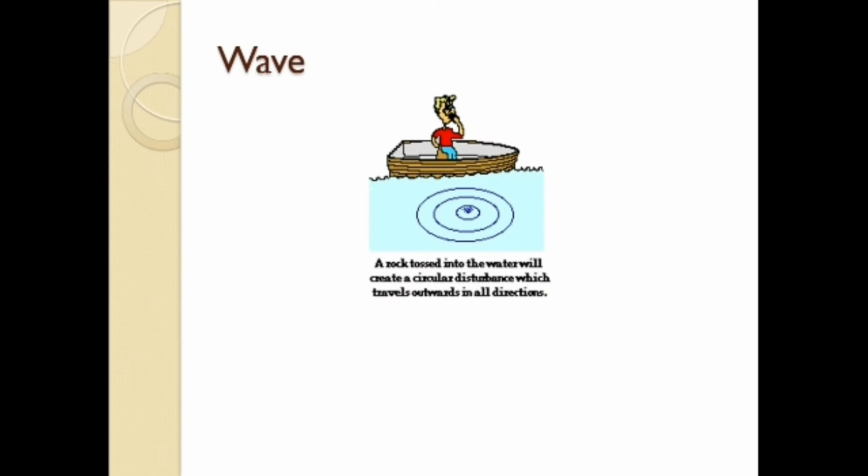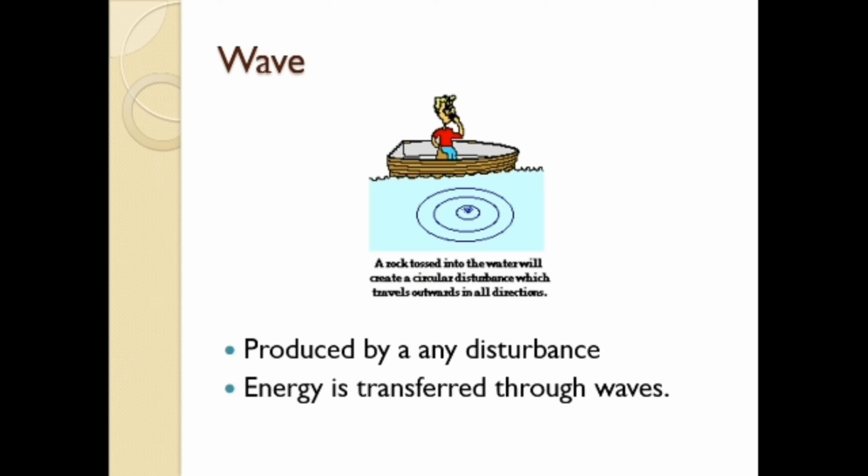Okay, what is a wave? For example, you toss a pebble in the water, you can see that there will be ripples. So that is actually a wave, which is caused by any disturbance on the water. And that wave travels outward in all directions. So a wave is produced by any disturbance. And also what is being transferred by a wave is energy.